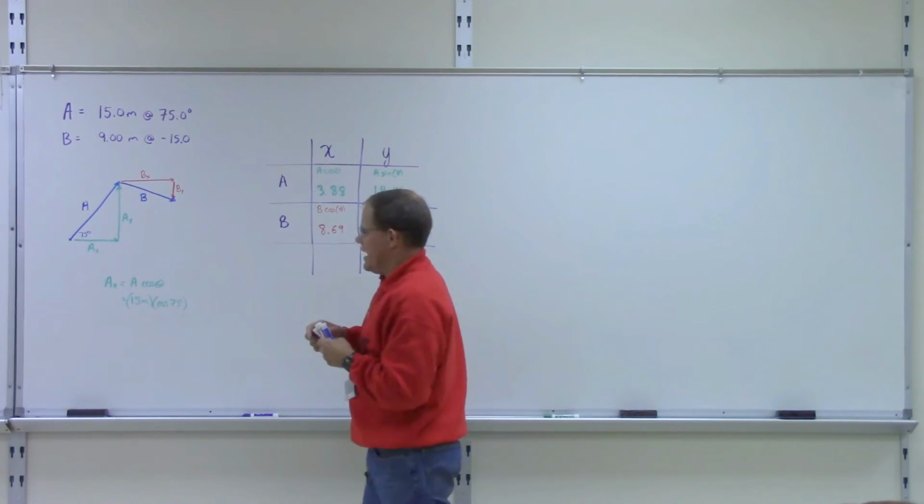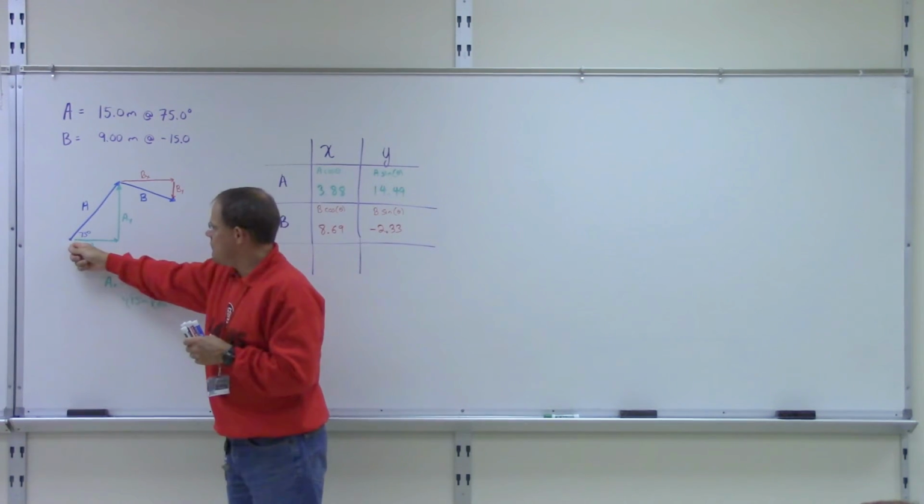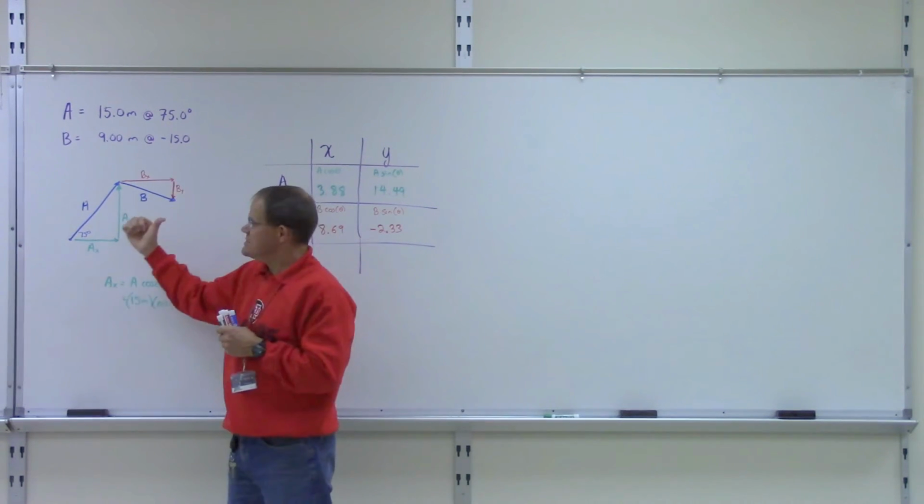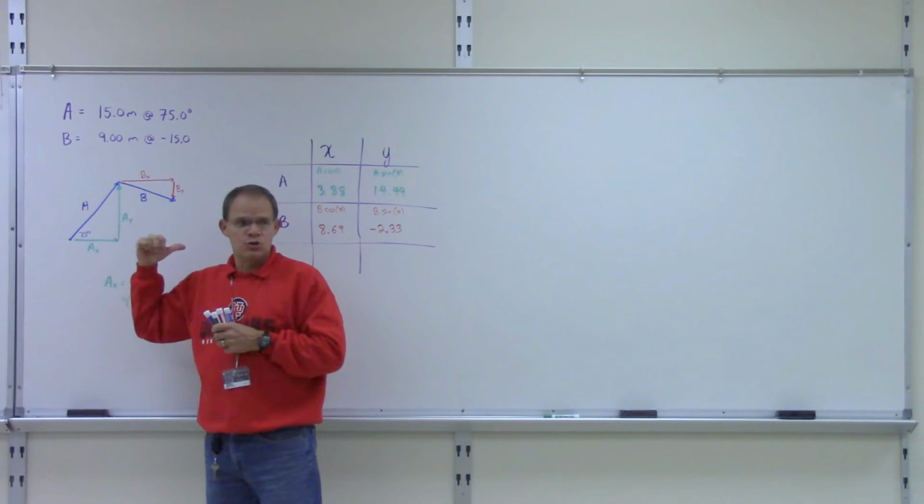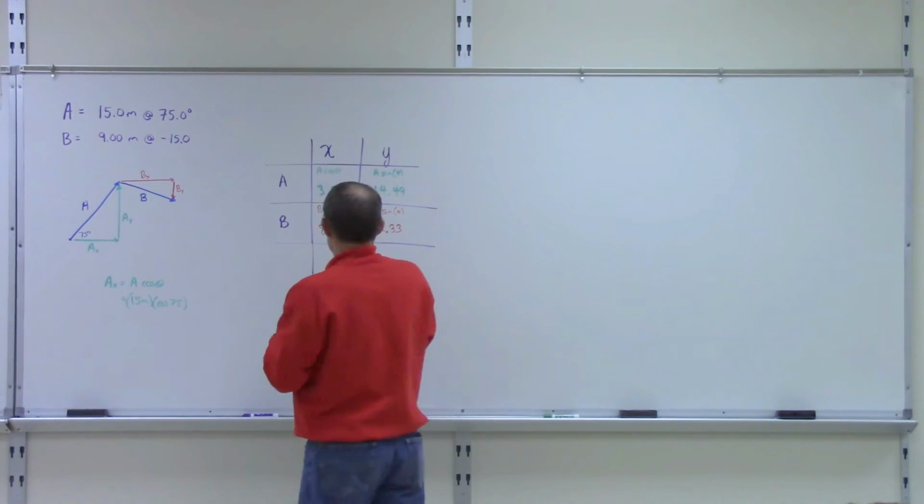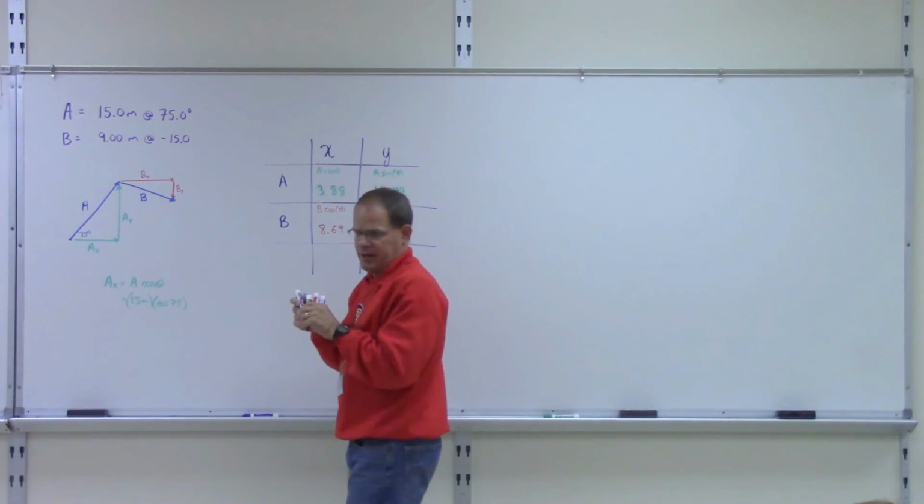Now, here's where the magic happens. Because the components, A sub x and B sub x, because they're going in the same direction, you can just add them. Because they're going in the same direction. So if you add these, what do you get?